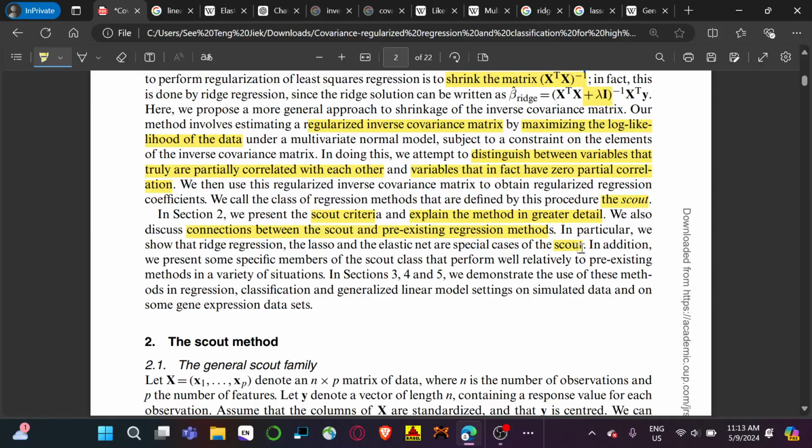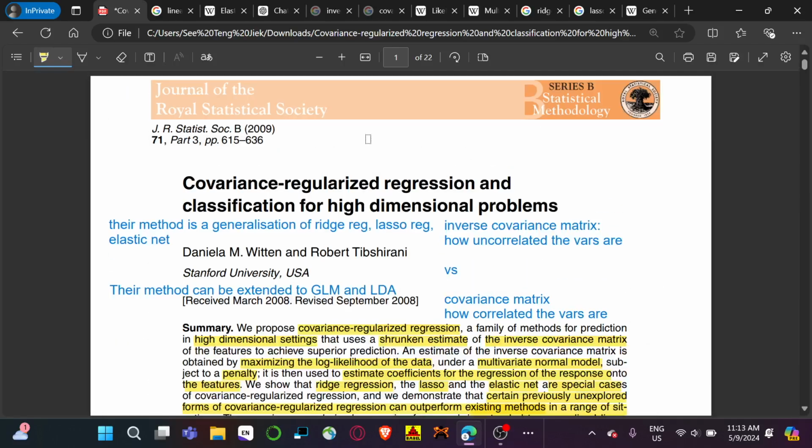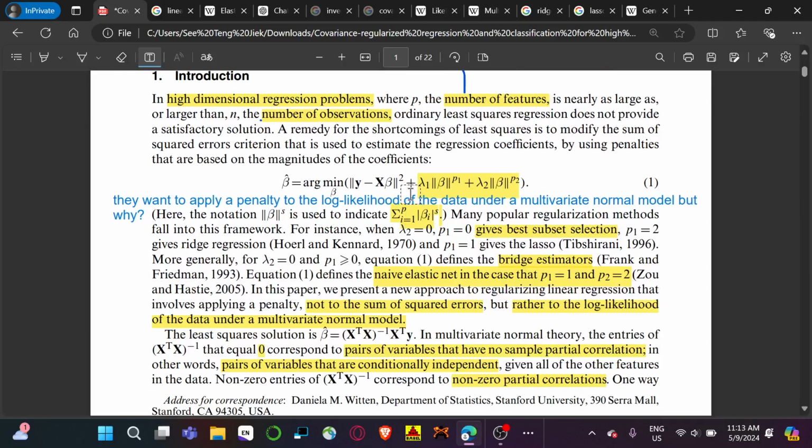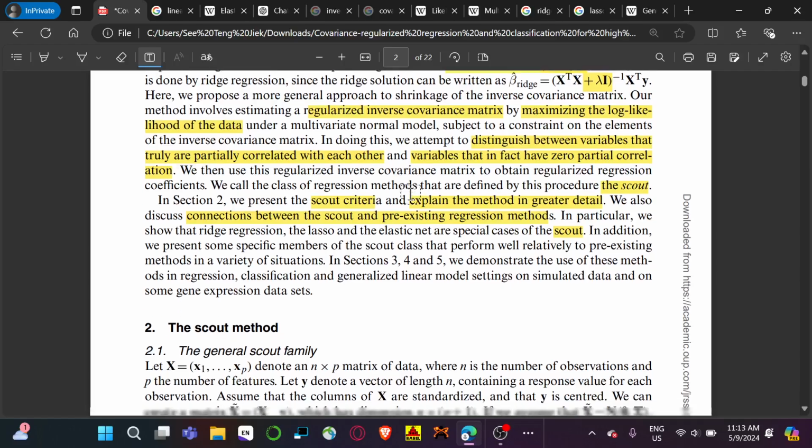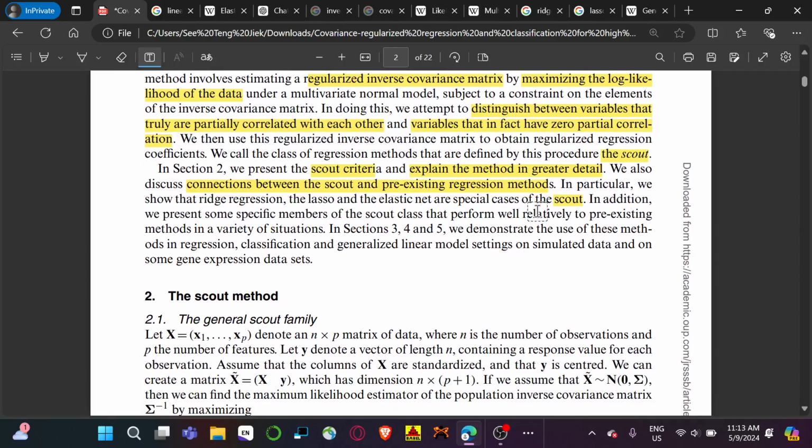So their entire approach, right? They should call it Scout. So it should have been written like this: Scout a, Scout a covariance, and so on. They should have done that for the sake of clarity.